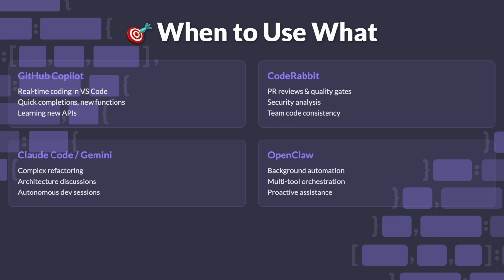So here's just a final quick reference for what tool to reach for, based on the tools that we've covered in this tutorial. GitHub Copilot is great for real-time coding in VS Code, quick completions, learning new APIs. Then CodeRabbit for PR reviews and quality gates, security analysis, team consistency. Then we have Claude Code and Gemini, which are great for complex refactoring, architectural discussions, autonomous dev sessions, and then OpenClaw for background automation, multi-tool orchestration, and proactive assistance. And like I said earlier, OpenClaw can help tie everything else together.